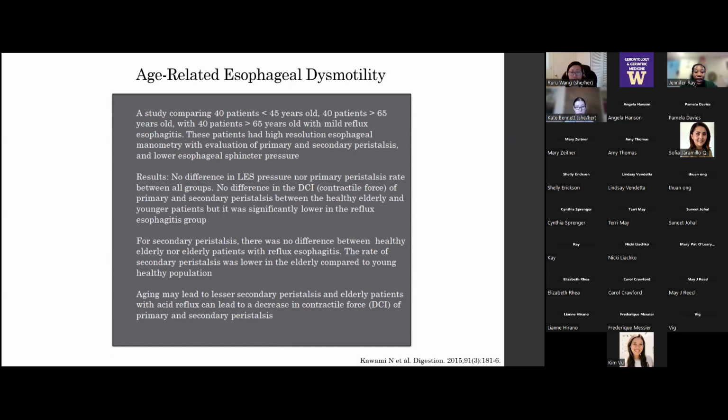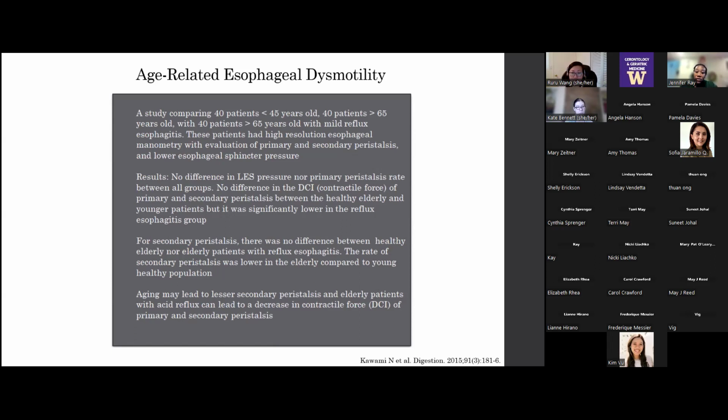And these patients all had esophageal manometry studies done, and they were evaluating a couple of different parameters. They were looking at the contractile force of the esophagus. They were also looking at primary peristalsis, which is you initiating the swallow and how well your esophagus moves things down. Secondary peristalsis is you not initiating a swallow. It's your esophagus doing a coordinated peristalsis to move remaining food or liquid out of your esophagus that wasn't cleared during the first swallow. And lastly, they looked at lower esophageal sphincter pressures.